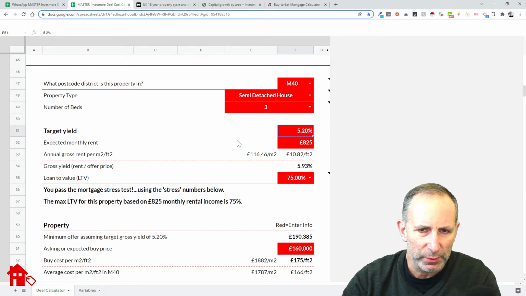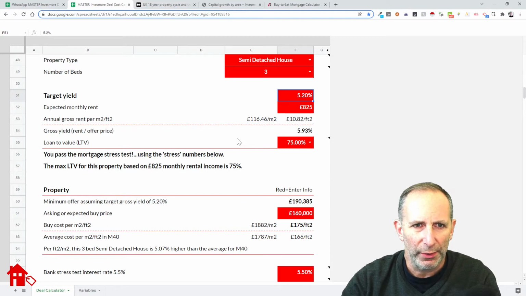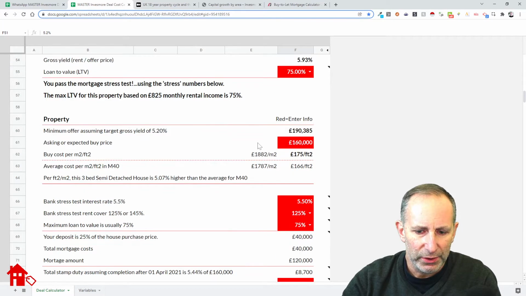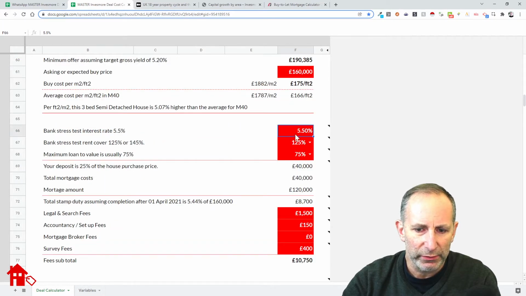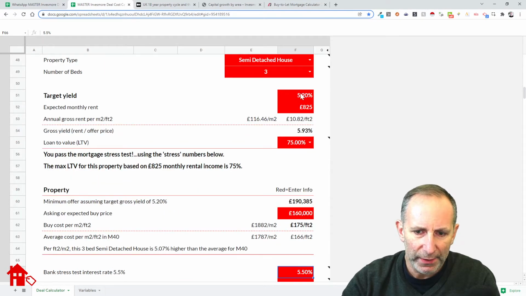With that in mind, we input that, and then it's the type of property, and then the target yield. The reason it's 5.2% is that it seems to be an optimal yield for property from which you can get a 75% loan to value mortgage. That's significant because there's a pressure test: your rent has to be equivalent to 125% of the mortgage cost at a given interest rate, which is 5.5%. So that's what that's all about, and that's why 5.2% is an important number.